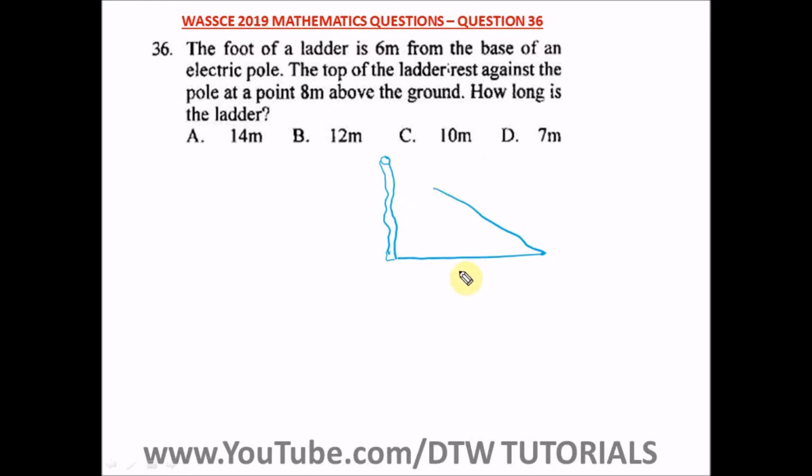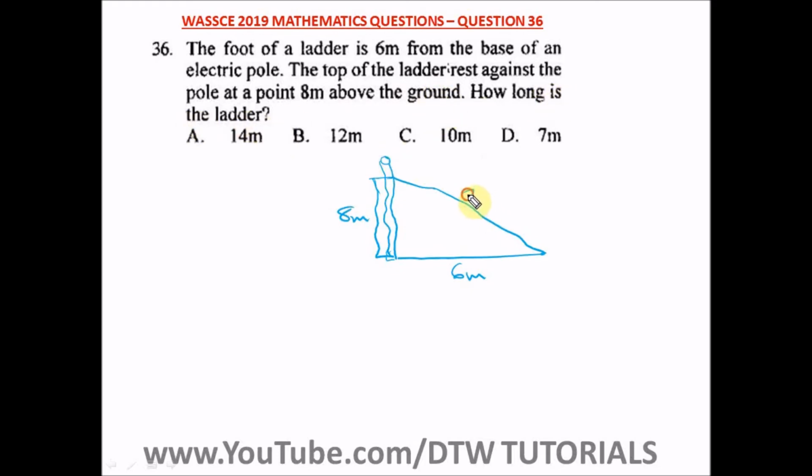So it's 6 meters from the base of an electric pole. The top of the ladder rests against the pole at a point 8 meters above the ground. This is the top of the ladder, from here to here, 8 meters above the ground. How long is the ladder?